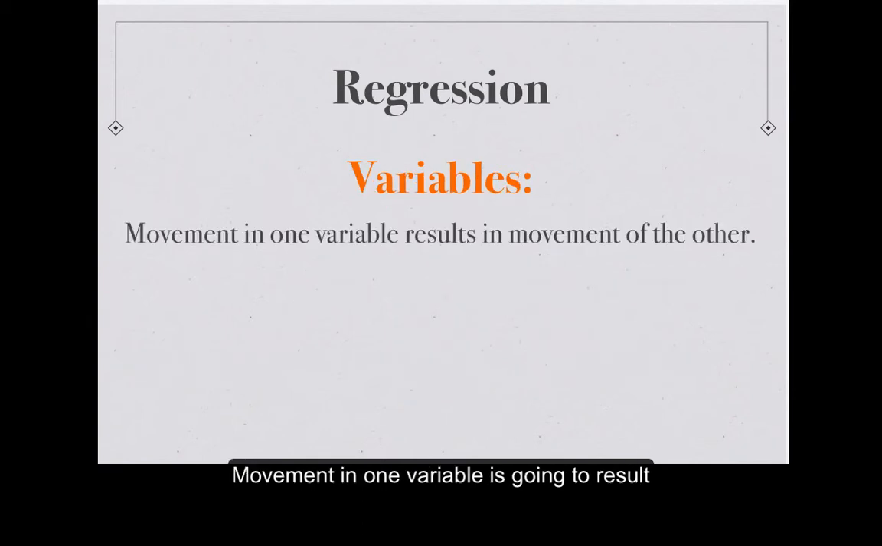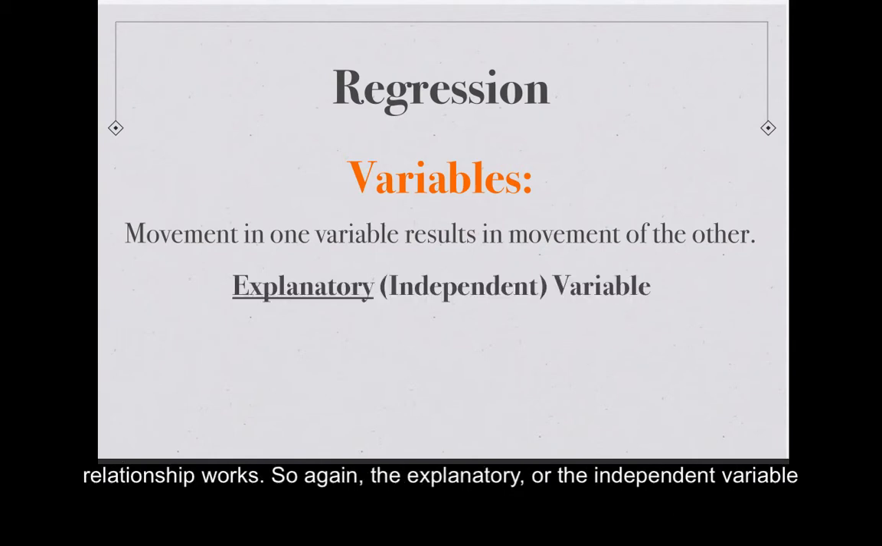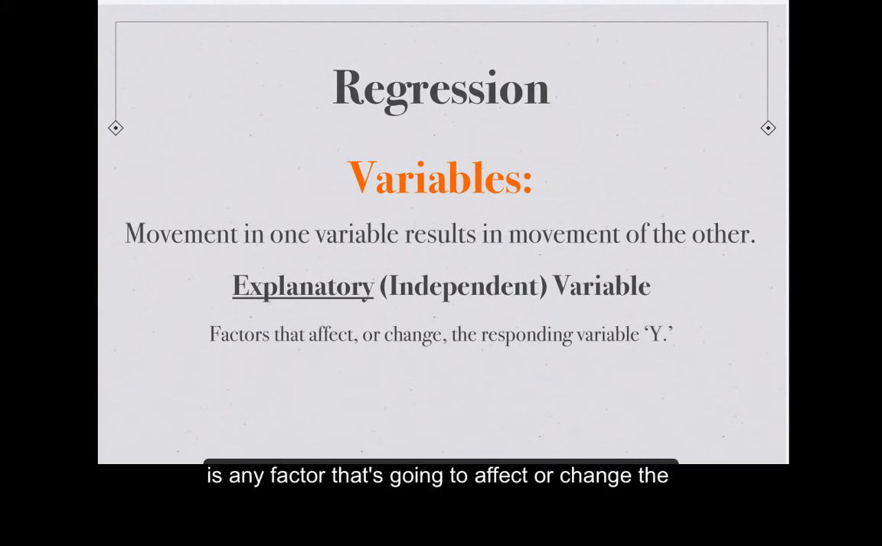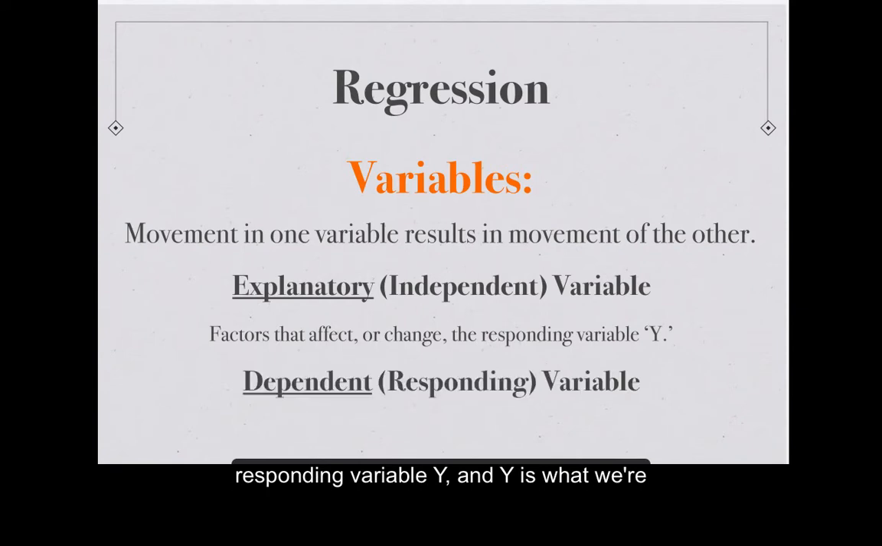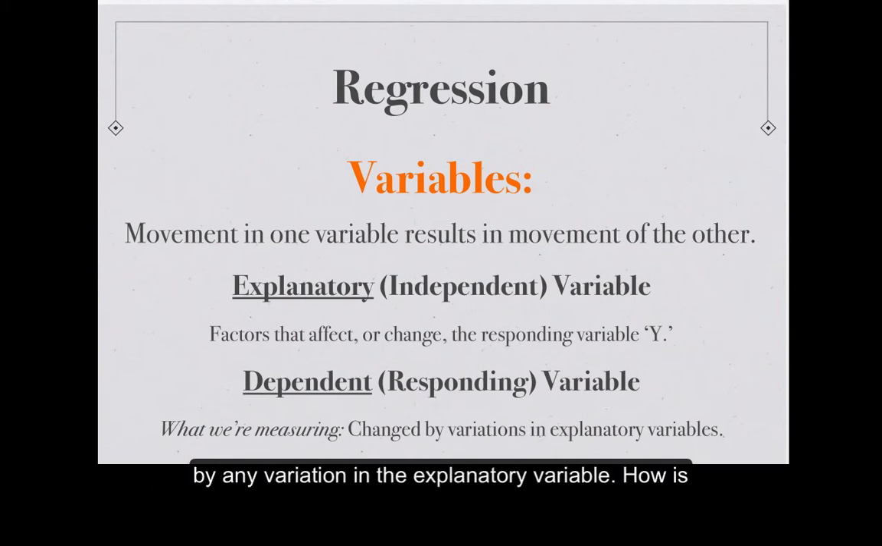Movement in one variable is going to result in movement of the other variable, and we're trying to find how that relationship works. So again, the explanatory or the independent variable, that's any factor that's going to affect or change the responding variable Y. And Y is what we're measuring. It's the dependent or responding variable that is changed by any variation in the explanatory variable.